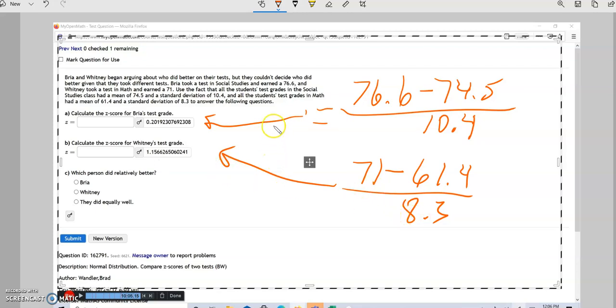So even though they both did well and they both were above average, Whitney's, in relation to the rest of the class, had a better score, a relatively better score than their peers.